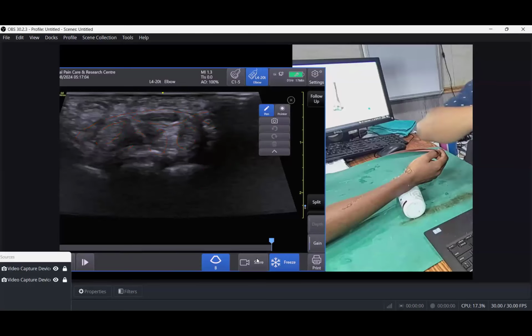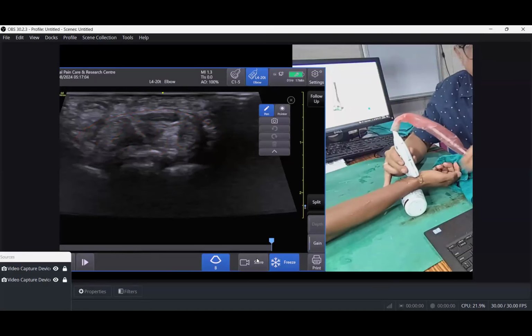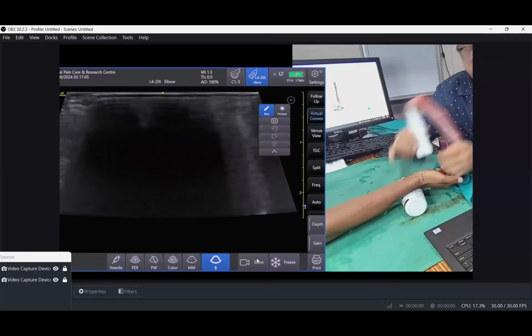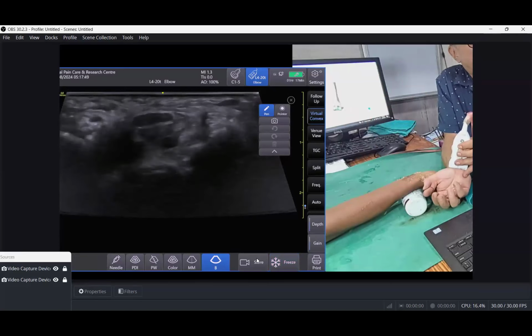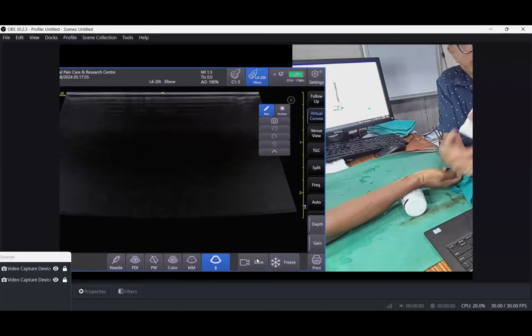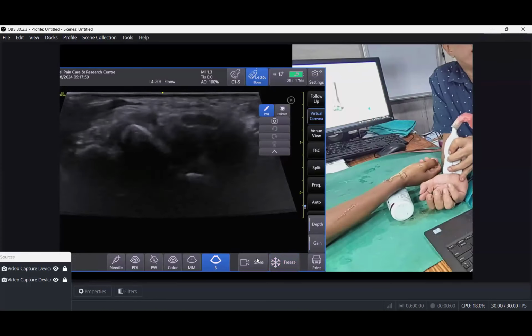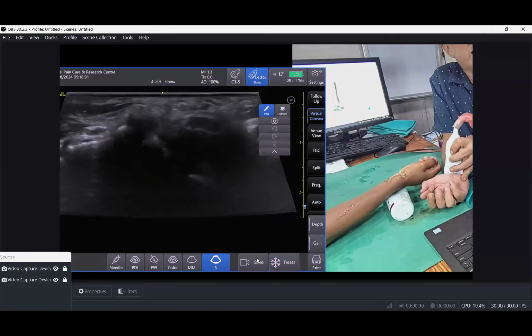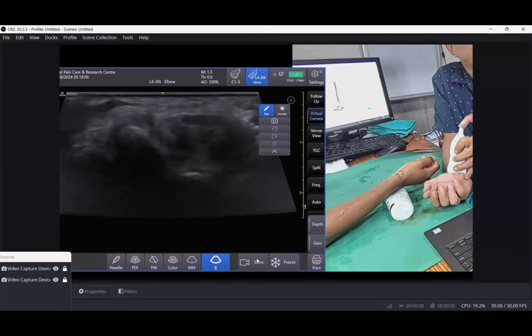So there are 3 tricks. First trick: I'm doing this on my own because I've got a very good view of the median nerve. You can see now, we can very nicely see the median nerve at the center of the screen. Here, the left side of the screen is the medial side, and the right side of the screen is the lateral, radial side.